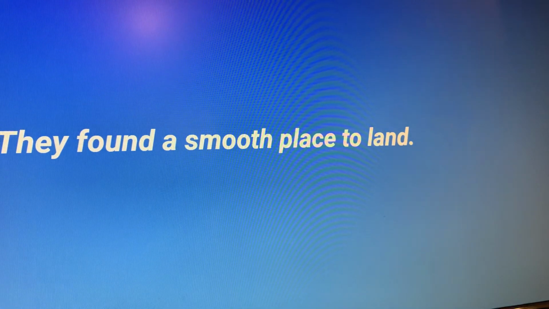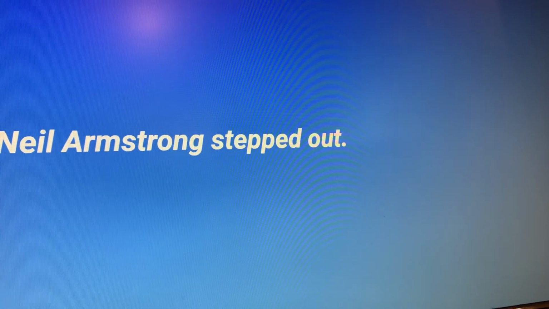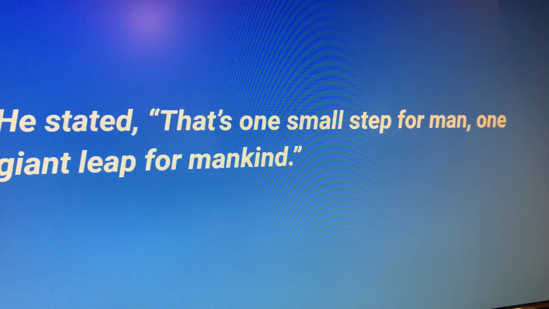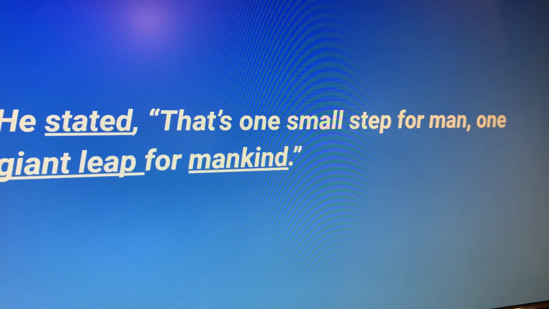Next sentence: They found a smooth place to land. This one's pretty easy. I bet you have already picked out the keywords: smooth, place, land. Neil Armstrong stepped out. Again, that one's pretty easy: Armstrong stepped out. He stated, "That's one small step for man, one giant leap for mankind." I opted for stated, giant leap, mankind.